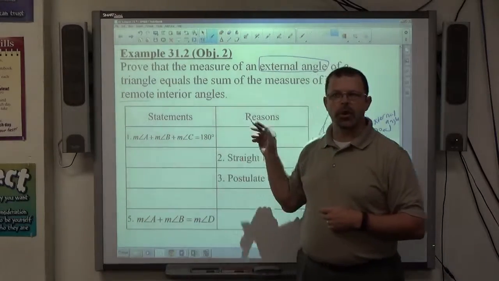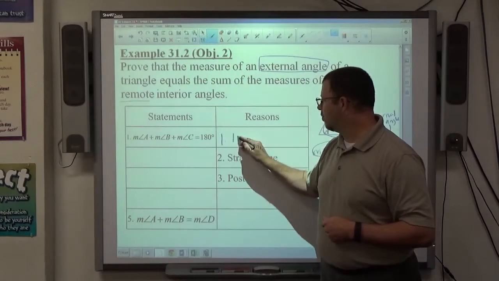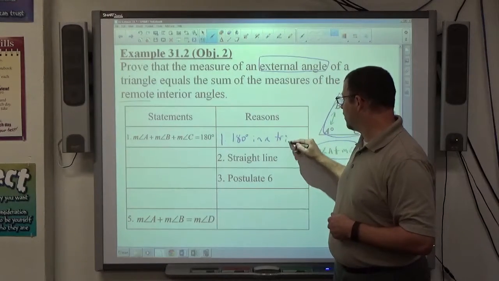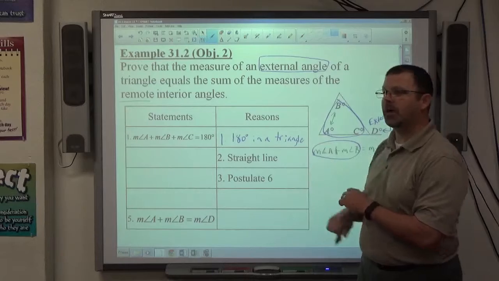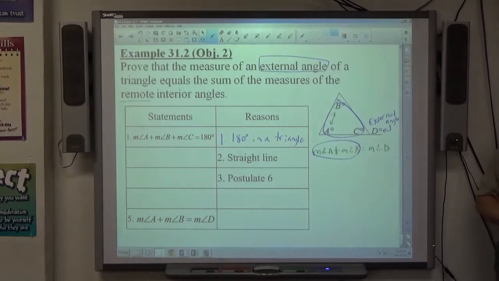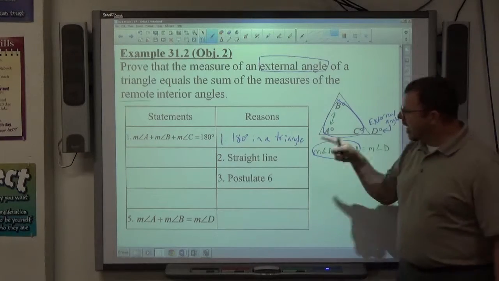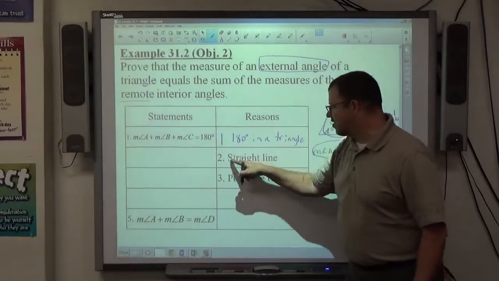A, B, and C add up to 180 because there are 180 degrees in a triangle. It's officially called the angle sum theorem, if you want to go there. I'm fine with that. If you can't remember the name of the theorem, just tell me what you know to be true: A, B, and C equal 180 because I know there are 180 degrees in a triangle. All right. Next reason, notice I say straight line.